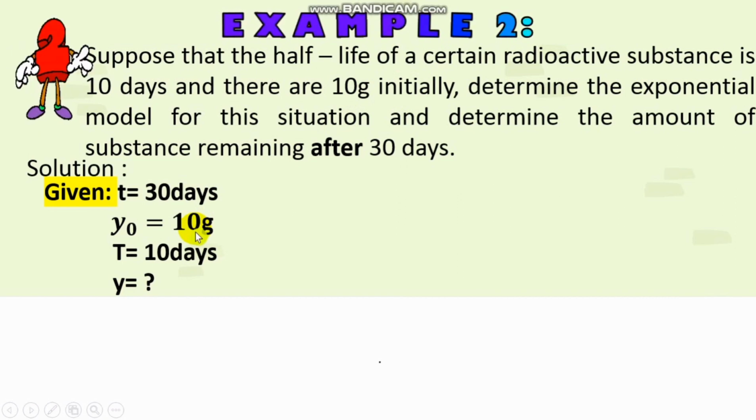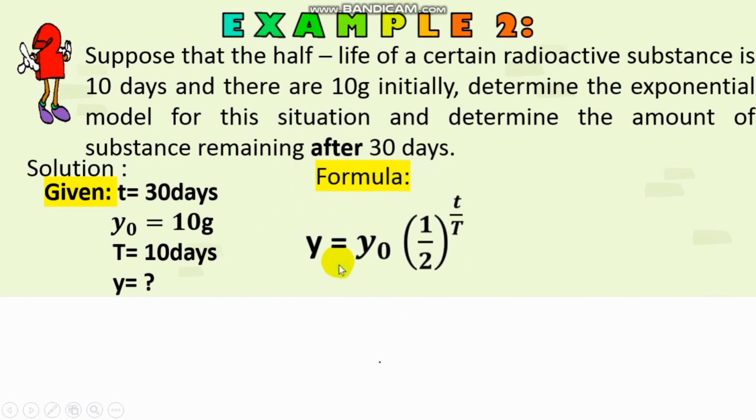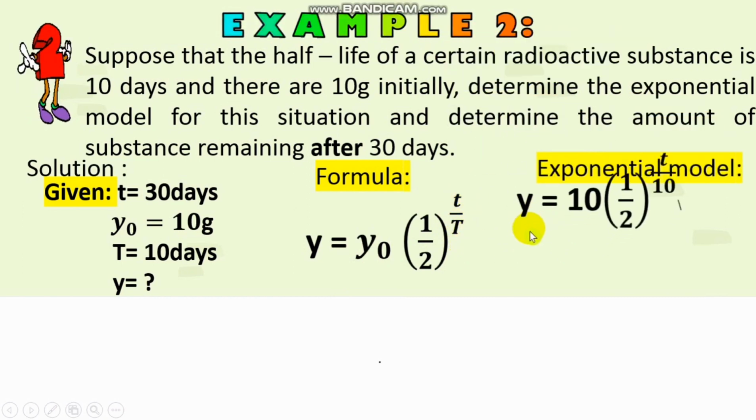Okay? Or, since gram siya, radioactive substance kasi, weight yung ating unit. Okay? And then, yung capital T is 10 days. Ito naman yung time with respect to the rate na nag-half yung radioactive substance. So, ang formula natin, nabigay na kanina, y is equal to y sub 0 times 1/2 raised to small letter t over capital T. Okay? So, ang exponential model natin, substitute lang natin itong lahat ng given.